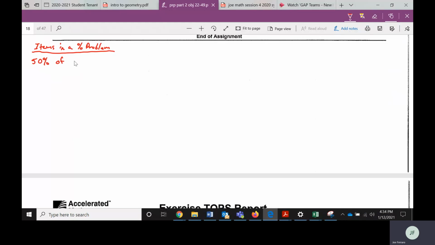50% of 20 is 10. Okay, so the items in a percent problem. First of all, we have percent. So it'll either be given to us or we'll need to find that. That's usually easy to find because it's going to have a percent sign on it.